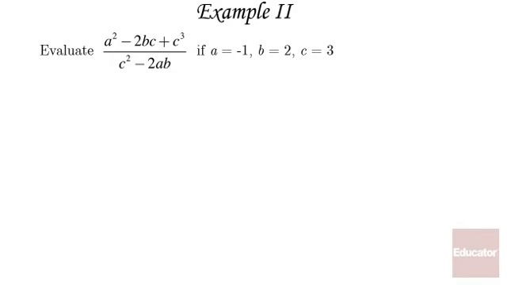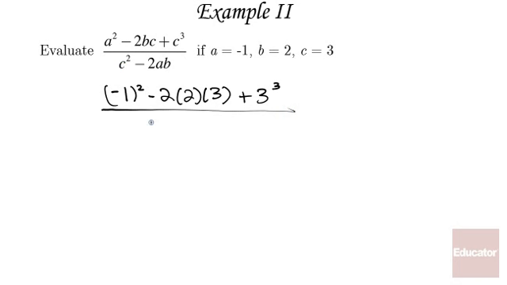In the second example, again, we're asked to evaluate an algebraic expression, and here we have 3 variables, a, b, and c. So carefully substituting in each of these, a equals negative 1, so negative 1 squared minus 2 times b, b is 2, times c, c is 3, plus 3 cubed.